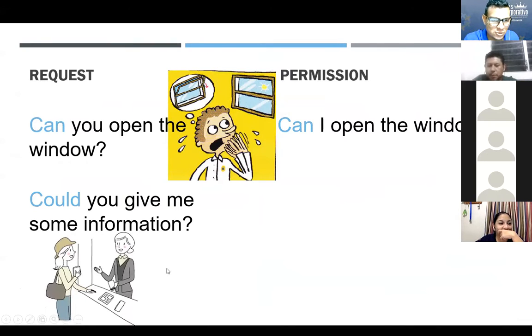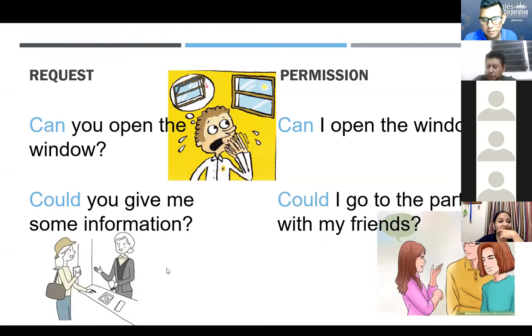¿Cuál es la diferencia de estas dos preguntas? Que could es más educado, es más formal que can. Es como cuando decimos en español, ¿puedes darme información? No es lo mismo que decir, podría darme cierta información. Podría es could y can es puedes.